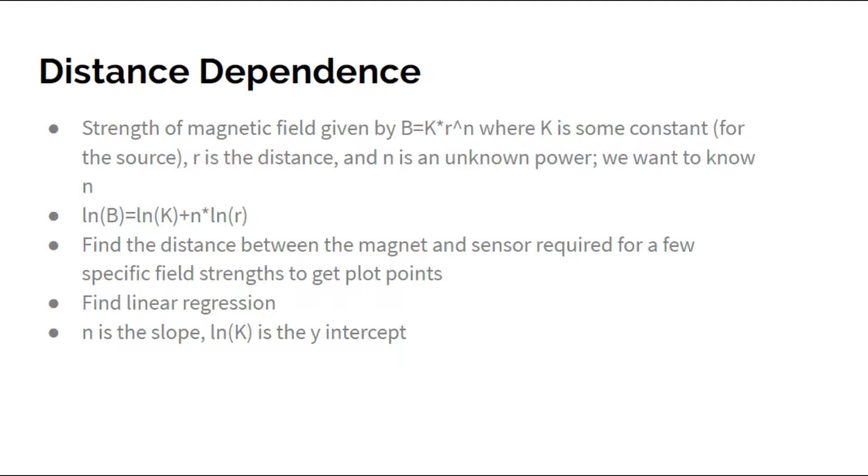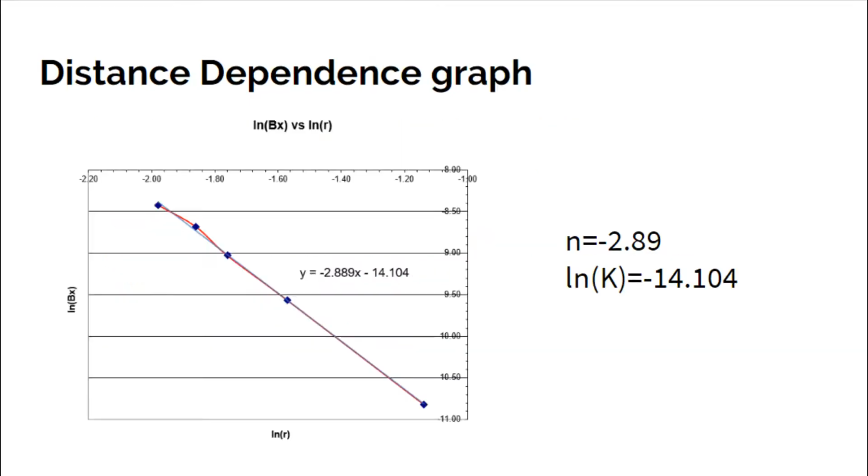If we find the distance between the magnet and the magnetometer chip required in order to give a reading of a specific magnetic field strength value, then we can gather the data required to create a linear regression graph that will give us the values of n and natural log of k. With the data from my experiments, we found that the y-intercept, natural log of k, is negative 14.1004, and that the slope, or the power, of r is n equals negative 2.89.